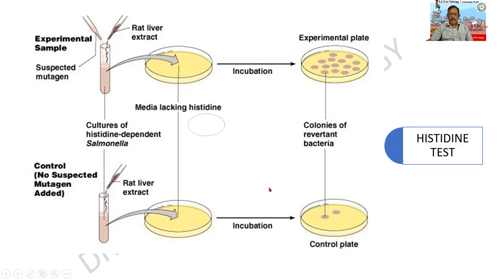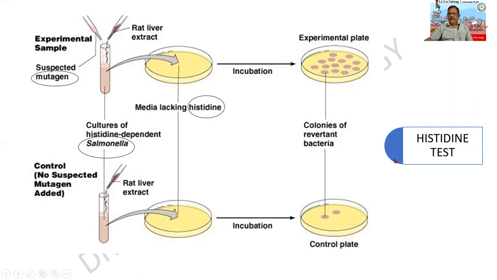Three things you will have to remember in this one. One is histidine. Histidine is supposed to be the substance which is usually important for the growth of the bacteria. The bacteria that we are going to culture is called Salmonella, and the chemical is called the mutagen, which causes a change in the DNA. Now what happens is, once this is there, the bacteria gets changed, and even when there is a lack of this histidine, after incubation, there is a growth in the experimental plate.